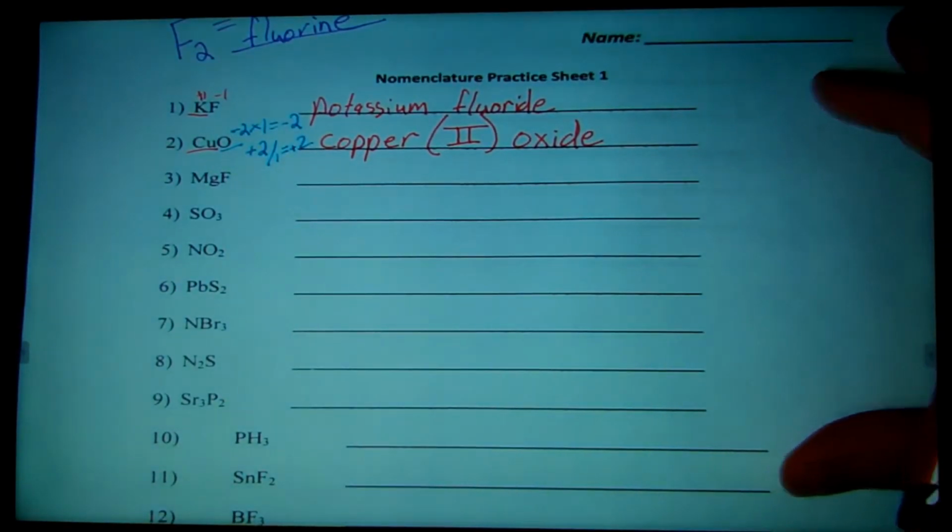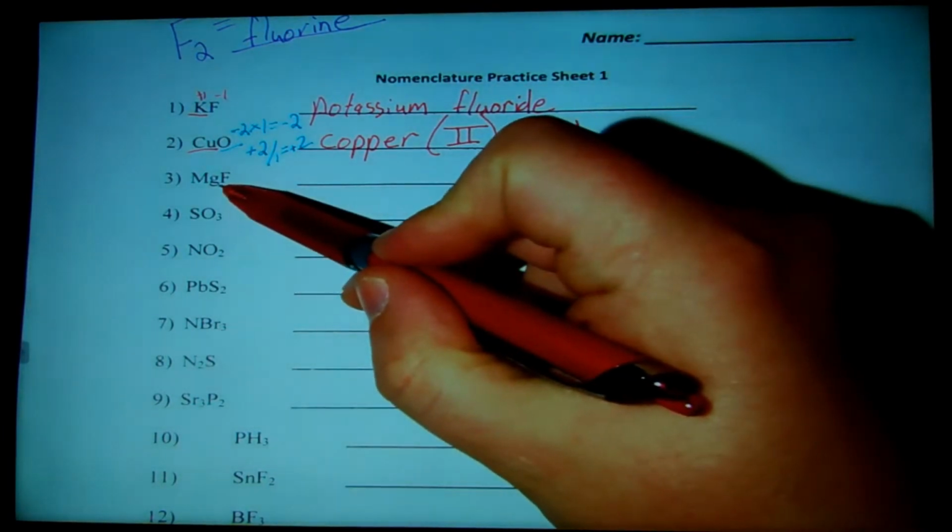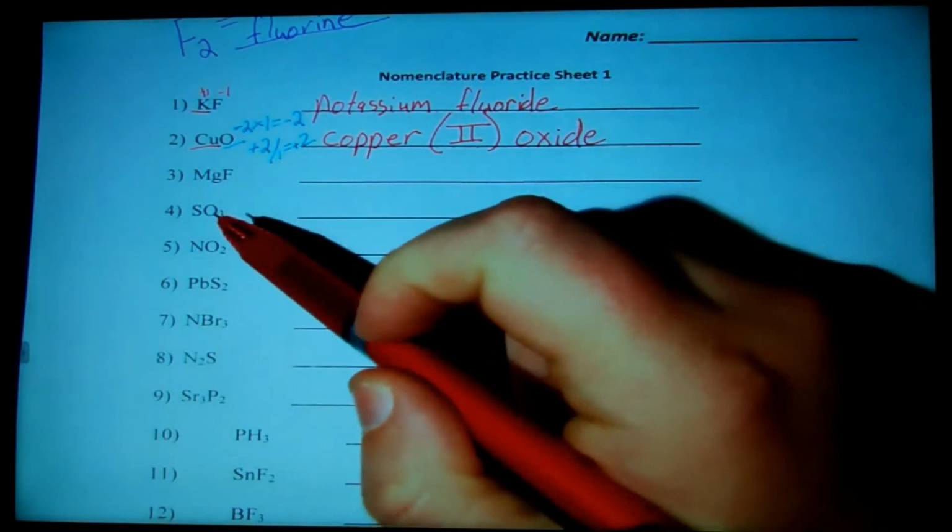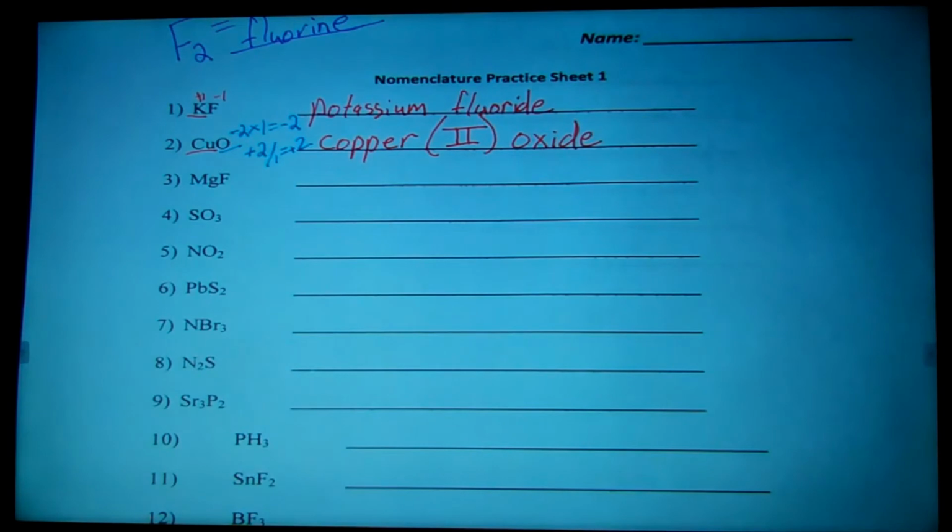Alright, on your sheet there was an error here, but I'll fix it on mine. You had Mg2F, but there should not be a 2 next to the Mg. On this one, Mg, metal or non-metal? Metal. F, metal or non-metal? Non-metal. So we have a metal bonded with a non-metal. What type of bond? Ionic. So we have to use the ionic naming rules.